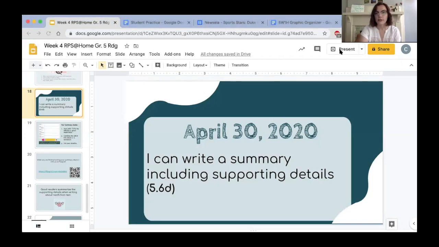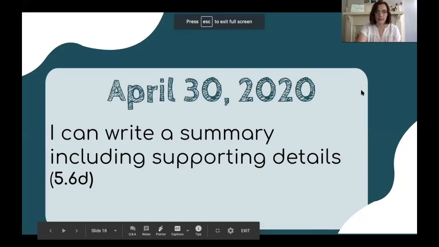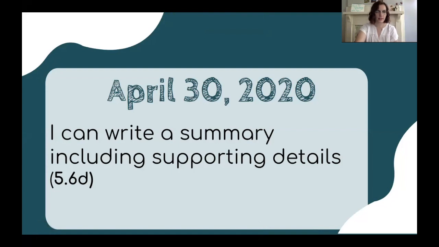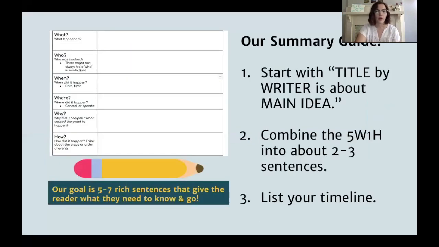Usually when we think about summaries, our teachers tell us that they need to be 3 to 5 sentences, but because we are almost middle schoolers, basically middle schoolers, I'm going to challenge you to do 5 to 7 sentences. A summary isn't so much about the length as it is the content, the information that's in it, and the quality of that content.